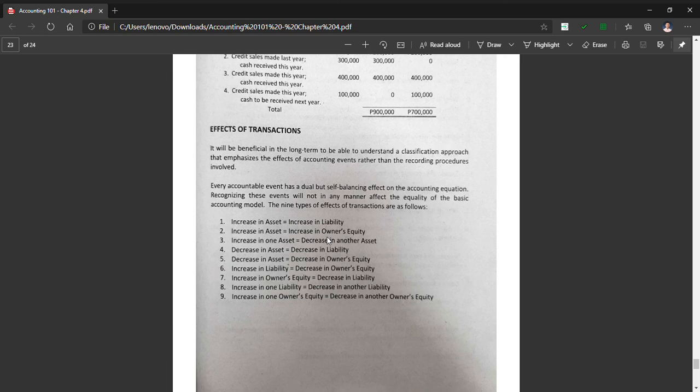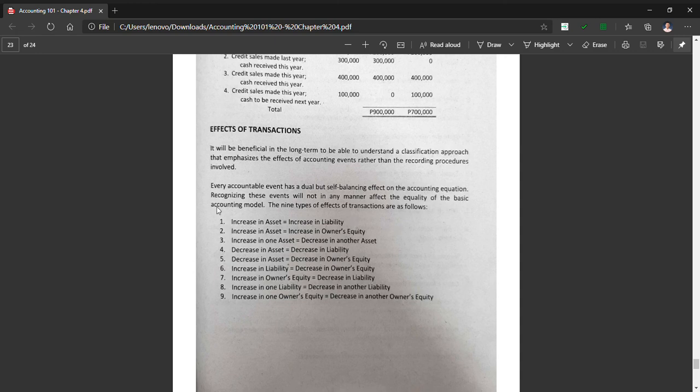The 9 types of effects of transaction are as follows. So, every transaction, pwedeng ganito ang effect niya, right? Pero, these transactions, these effects on the accounting equation, hindi niya ma-affect yung balance ng accounting equation natin. So, remember, our accounting equation is your assets is equal to your liabilities plus owner's equity. Okay, so, first transaction, increase in asset and increase in liability.